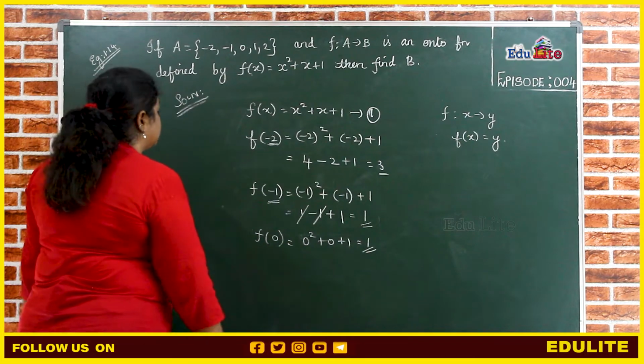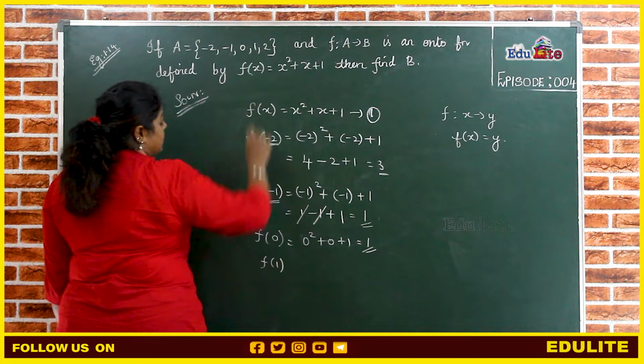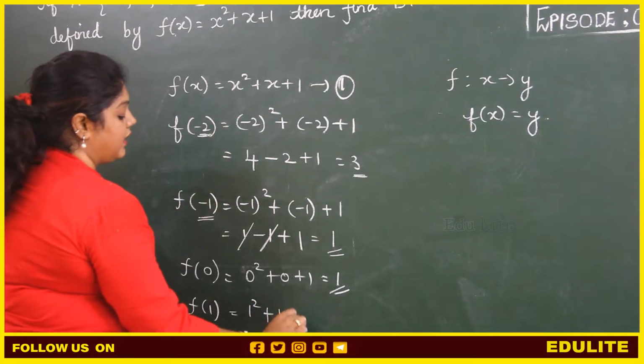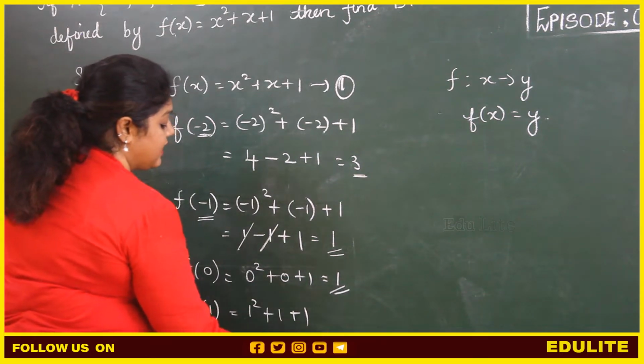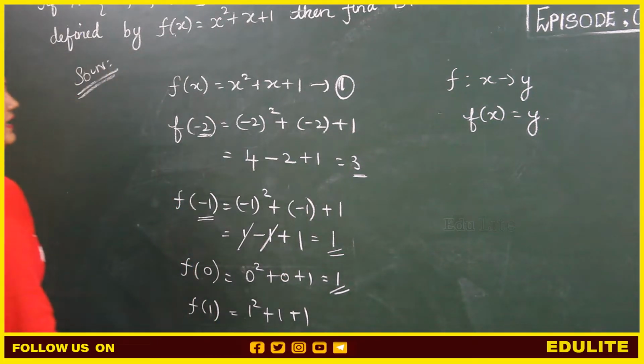Next we will substitute the value of x equal to 1 as given. So when I substitute 1, it will become 1 square plus 1 plus 1. 1 square is 1, plus 1 plus 1, which is nothing but 3. So when x is equal to 1, I got the value of y as 3.